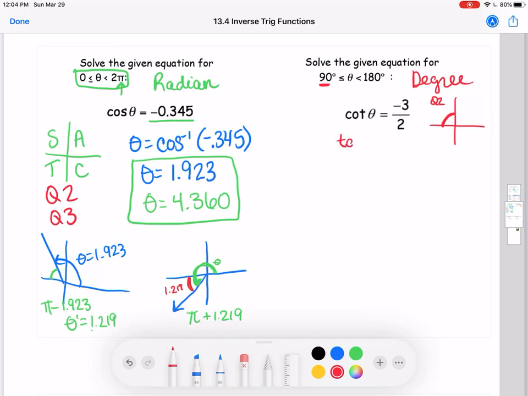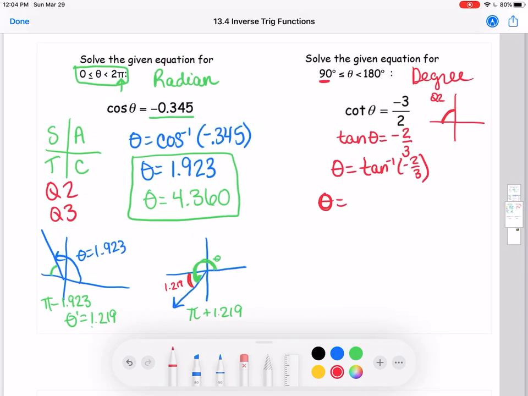So I would suggest we talk about this instead as -2/3 being the tangent ratio, because they're reciprocals of each other. So now theta is going to be inverse tangent of -2/3. And when you type that in, you are going to get -33.690 degrees. That angle is definitely not between 90 and 180.